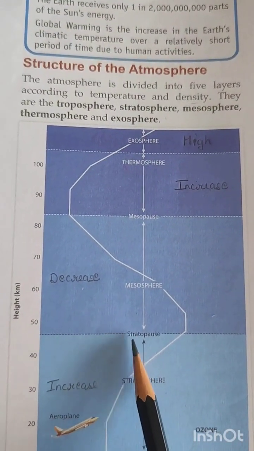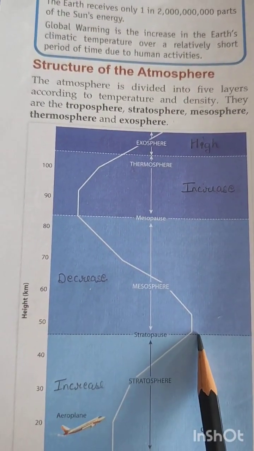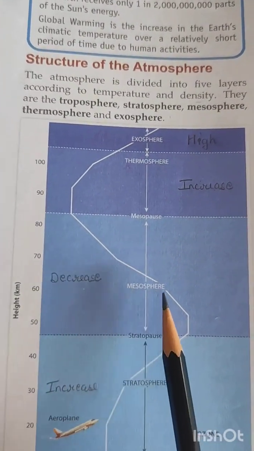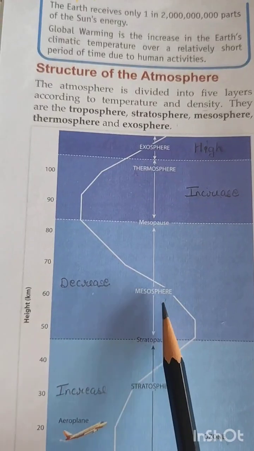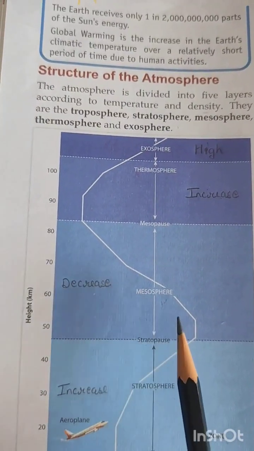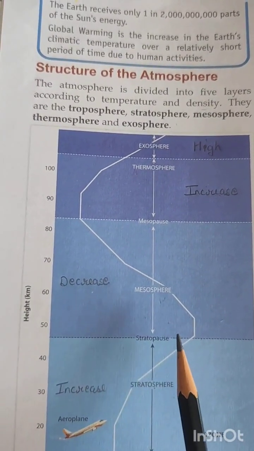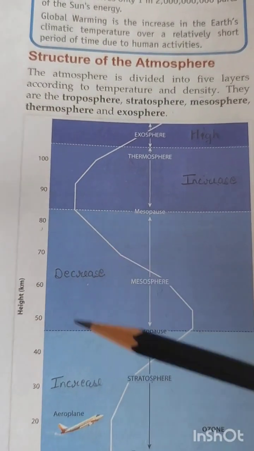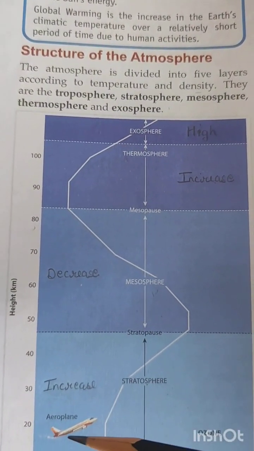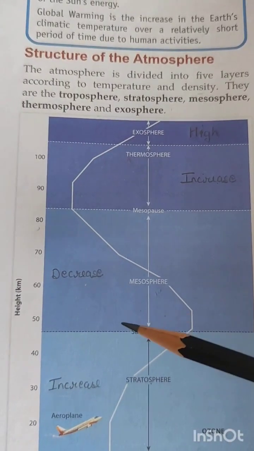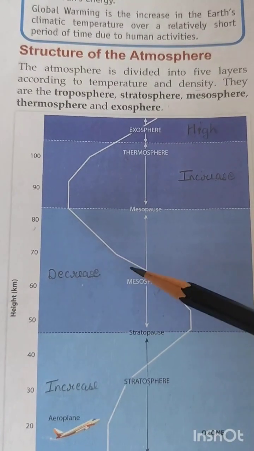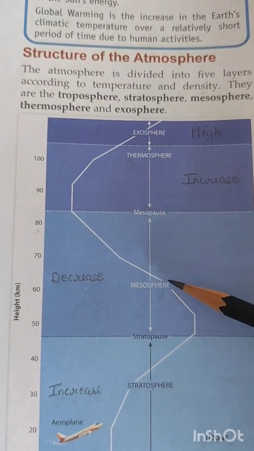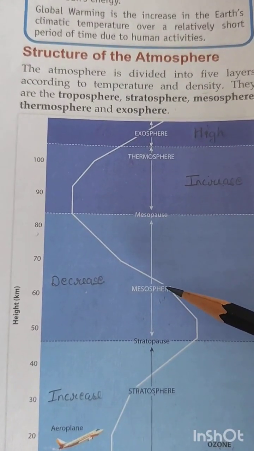Stratopause. Stratopause is a thin boundary that divides the stratosphere and the next layer, the mesosphere. The third layer of the atmosphere is the mesosphere, the layer above the stratosphere, and its average height is about 80 kilometers. This side they are showing you the height of the layers. In the mesosphere, the temperature keeps decreasing with height, so it becomes the coldest layer of the atmosphere.